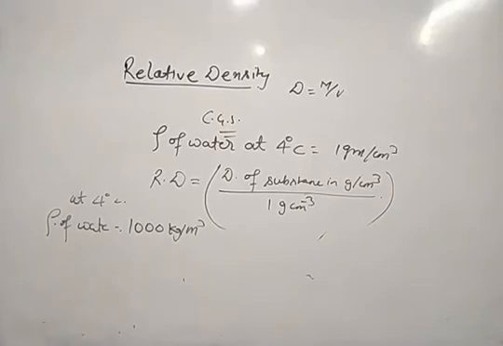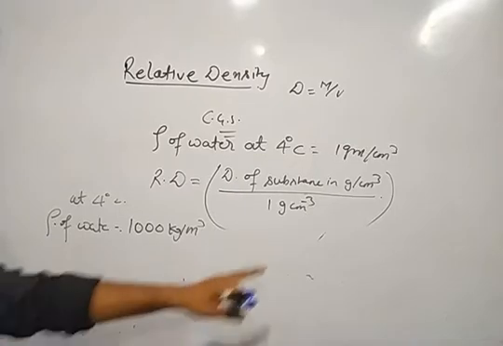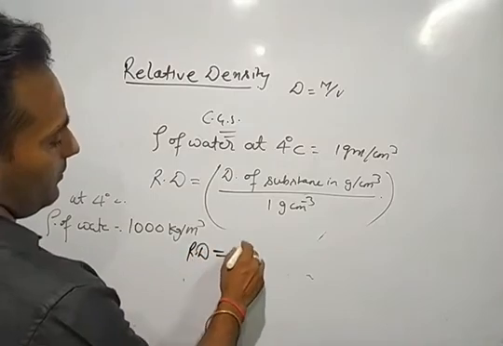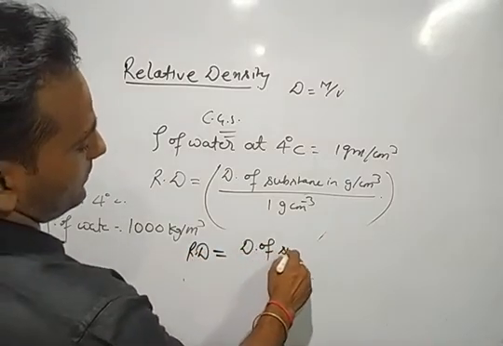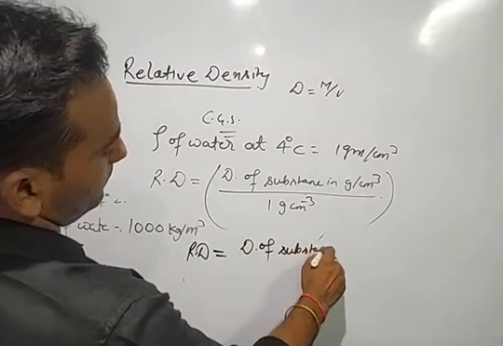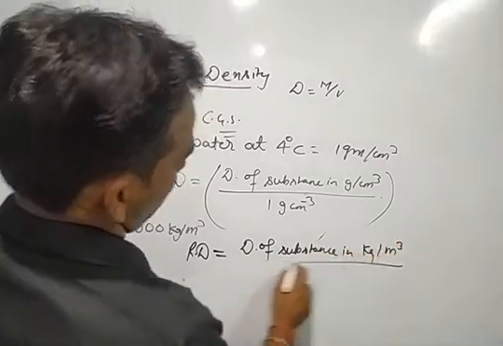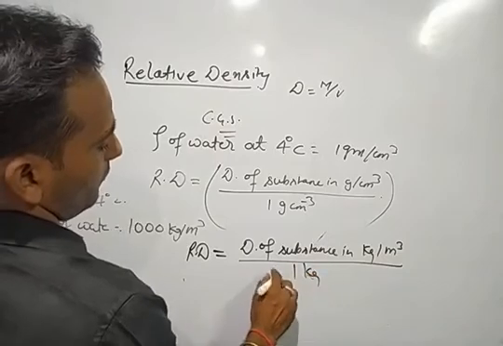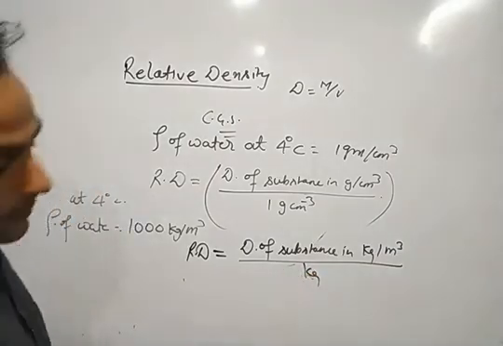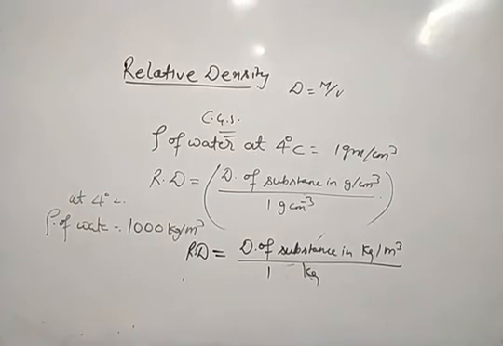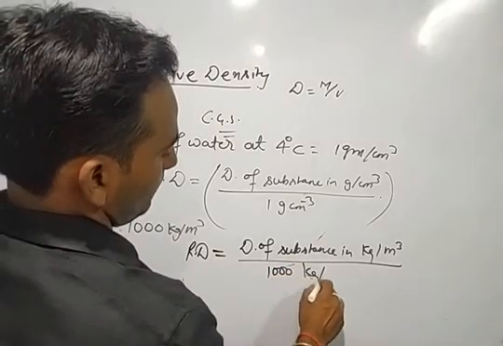Now, in the SI system, with the density of water at 4 degrees centigrade, the relative density is the density of substance in kilogram per meter cube upon 1000 kilogram per meter cube.